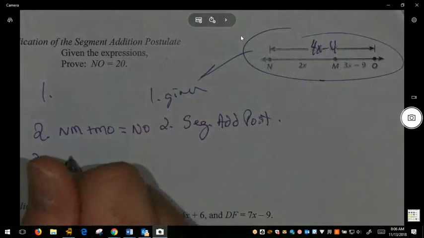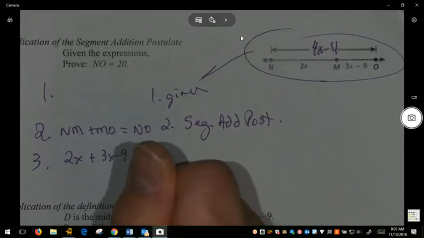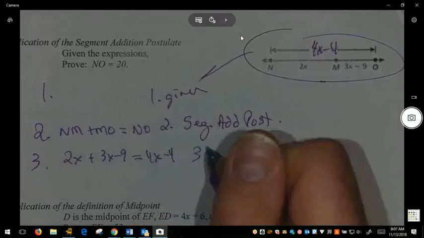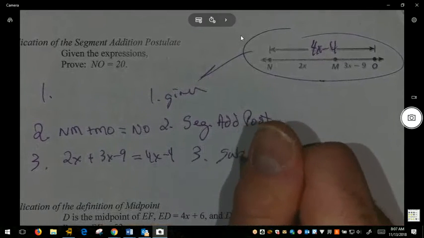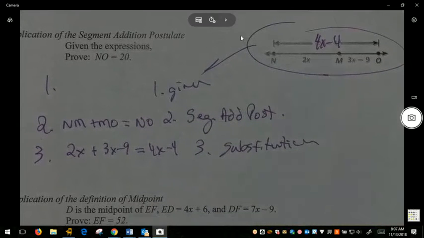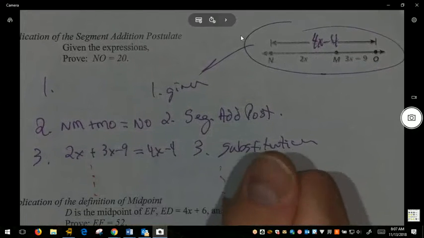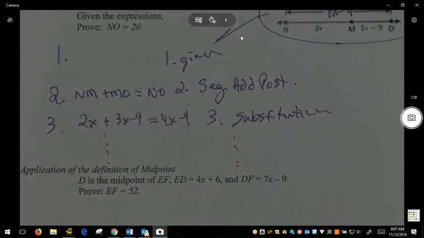From there, we plug in the expressions. 2x plus 3x minus 9 equals 4x minus 4. And that is substitution. And from there, it's another algebra proof, combining like terms, getting your variable to one side through subtraction property of equality, and so on. There's more to this, I'm just skipping it because I know you guys can do the algebra part.